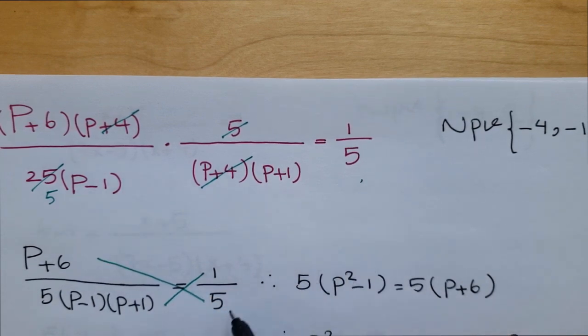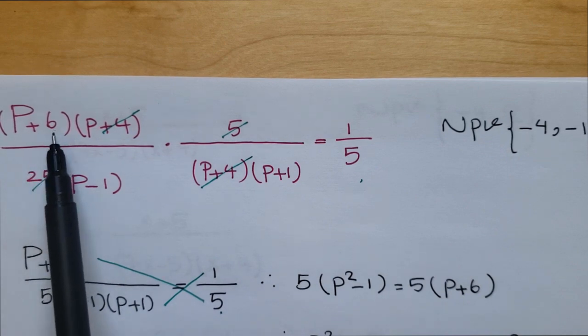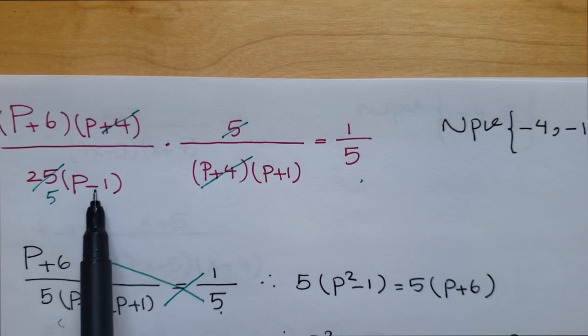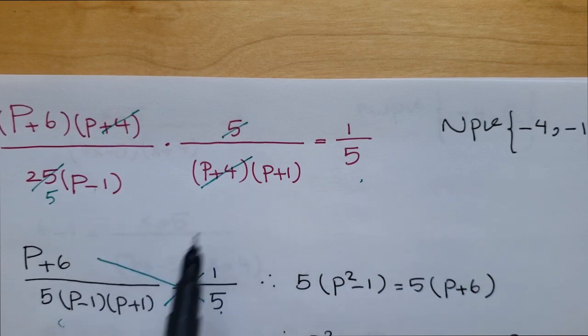Okay, this is 1/5 from the other side. On this side, I'm left with p plus 6. On the denominator, I have 5, I have p minus 1, and I have p plus 1 from here. So I'll do cross multiplication.